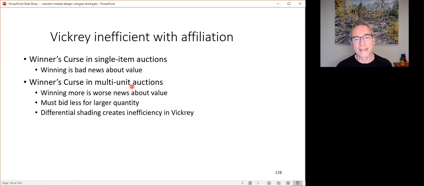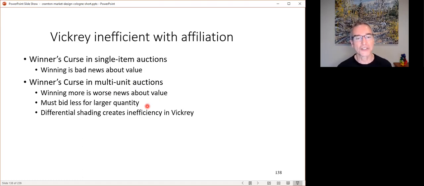The winner's curse in the multi-unit auction generalizes. But how does it generalize? Well, it generalizes in this way. Winning more is worse news about value. So the more you win, the more biased your estimates are, and you need to shade more aggressively. So the larger quantity you bid for, the lower you want to bid.